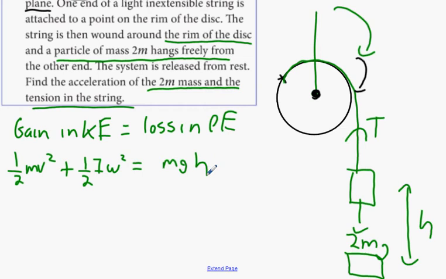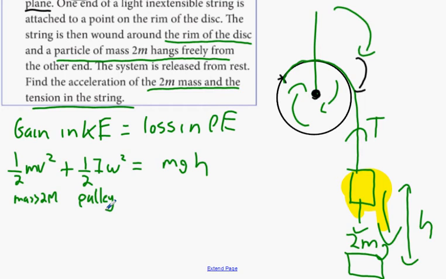Now, we've got to be careful about that. First things first, when we release the system, the potential energy gets transferred in two ways. What are the two ways it gets transferred? Into the linear kinetic energy of the fallen weight, or the rotational energy of the pulley. That's the two things that are going on. So this one is going to be the mass, 2m, and this one here is going to be the pulley.